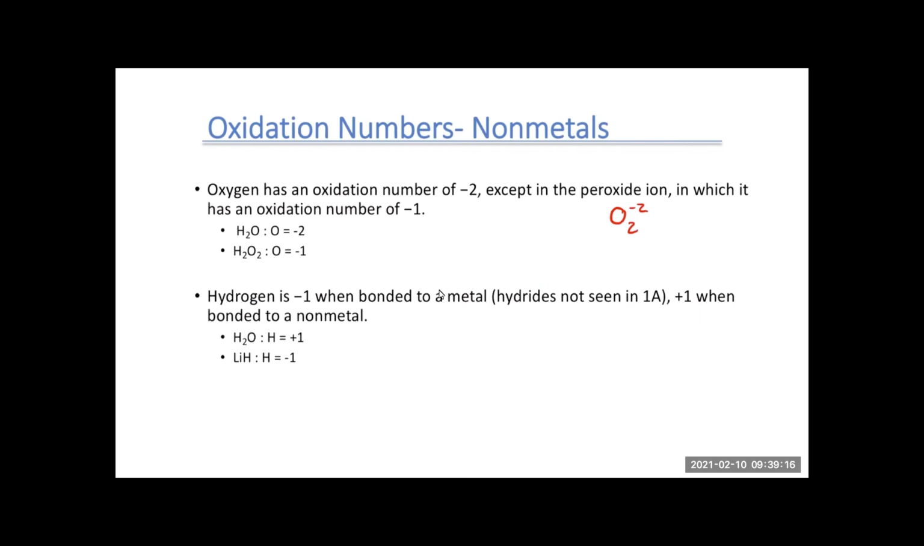Hydrogen is -1 when it's bonded to a metal. We tend to not see these in Chem 1A here. And then hydrogen is a +1 when it's bonded to a nonmetal. So we can see oxygen is a nonmetal, so hydrogen is +1. Lithium is a metal, so that's how we get hydrogen as -1. We're not going to see these really in Chem 1A. You may see them later on. But anything where hydrogen is bonded to a nonmetal, hydrogen has a +1 oxidation number.